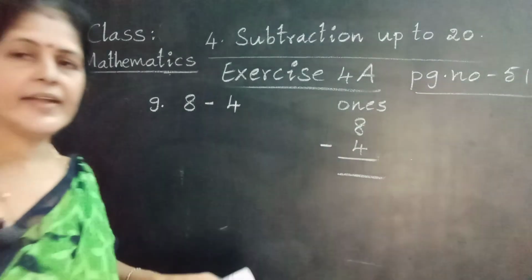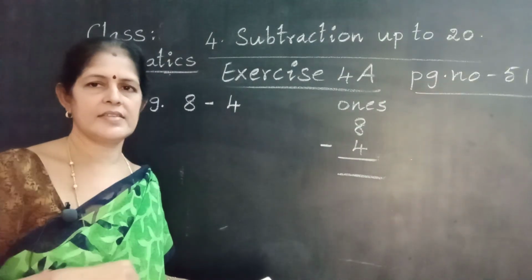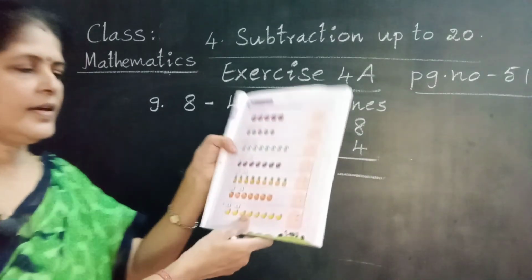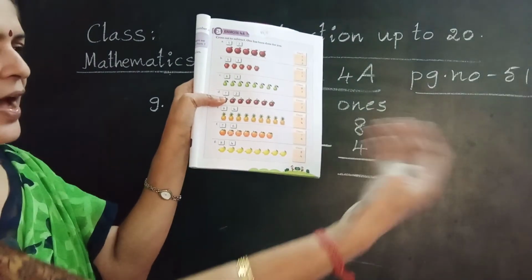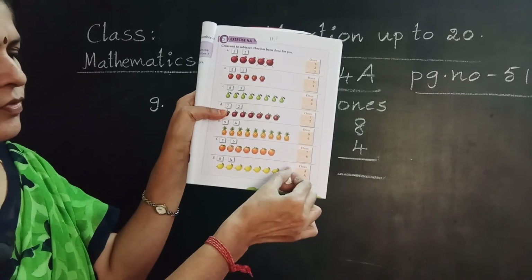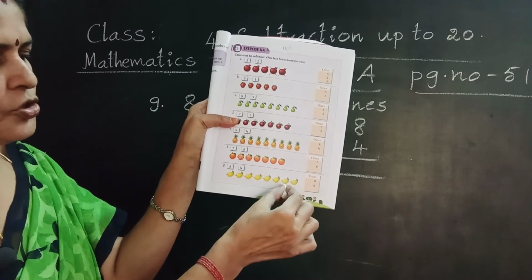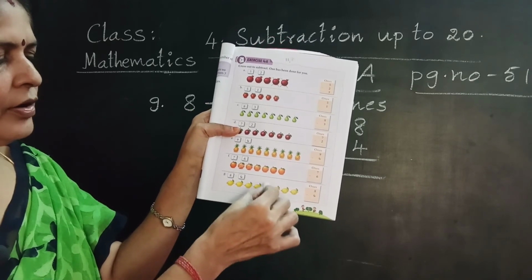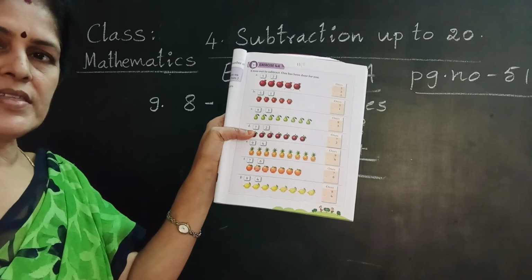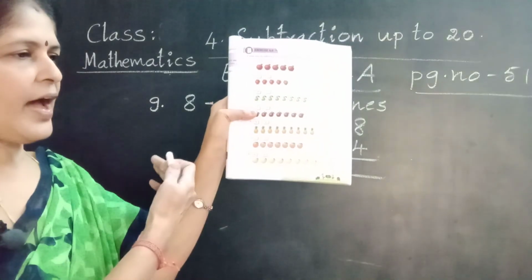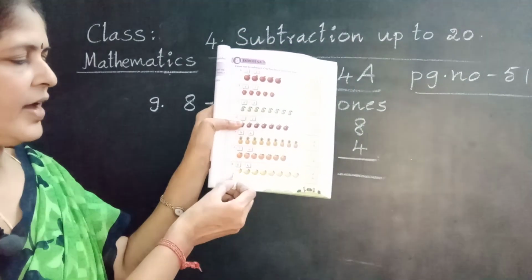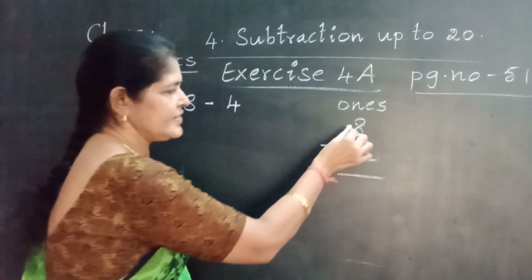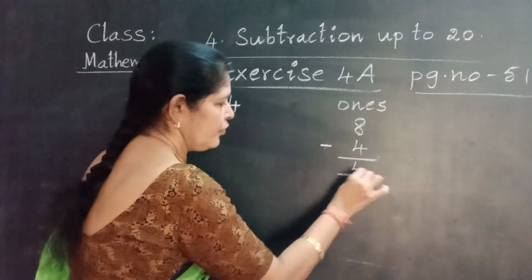Now I take away 4 lemons. Come on, take a pencil. Start crossing from the right side. 1, 2, do neatly. 3, 4. Now how many lemons are left? Count, start from the left side. 1, 2, 3, 4. The subtraction is 8 minus 4, 4.